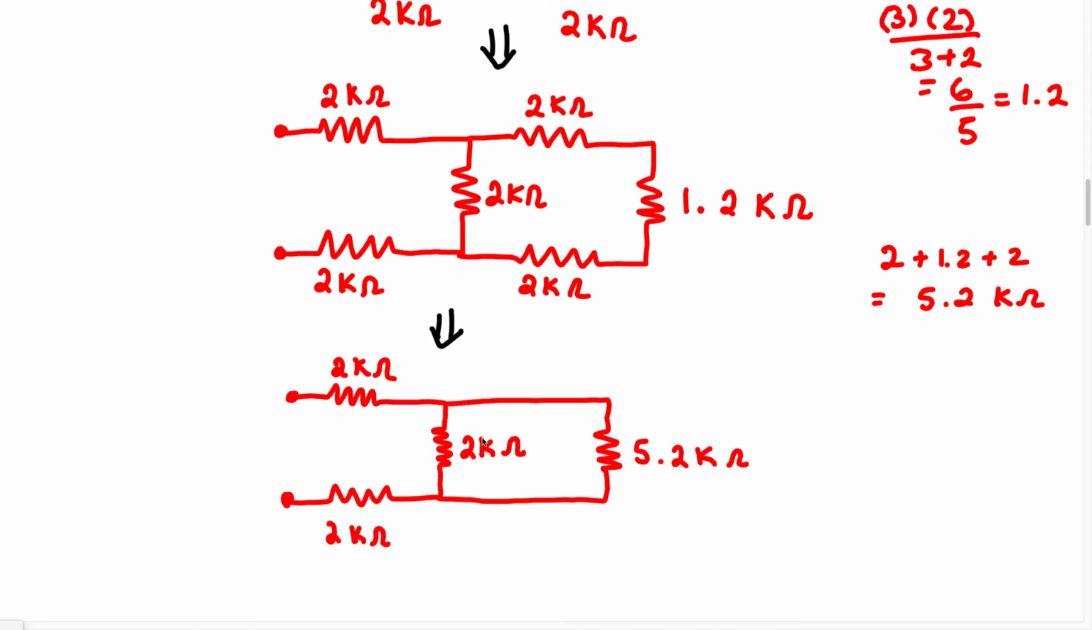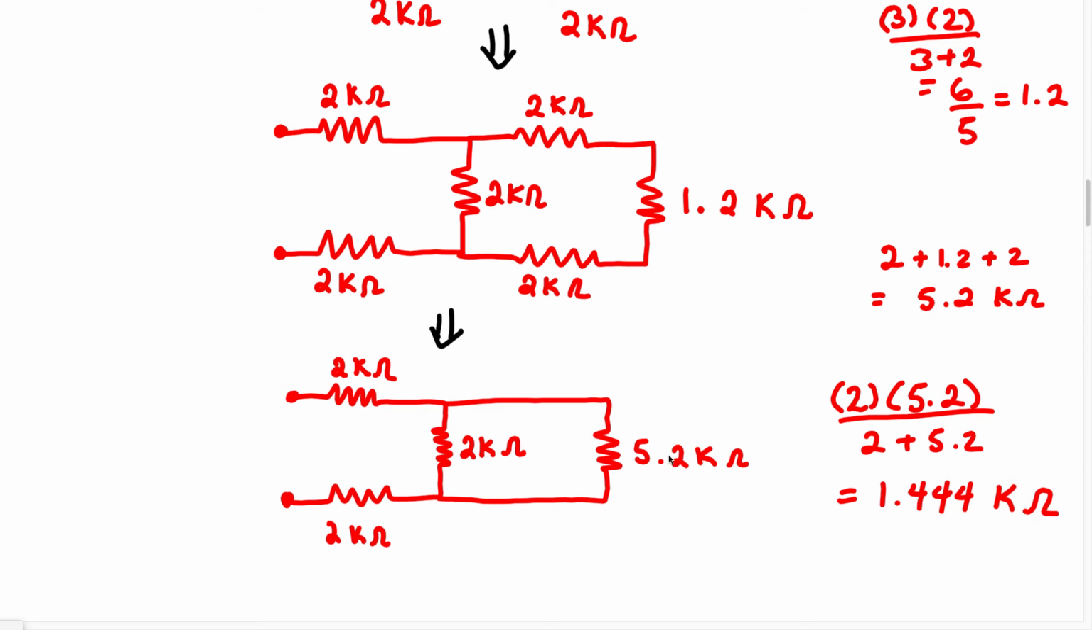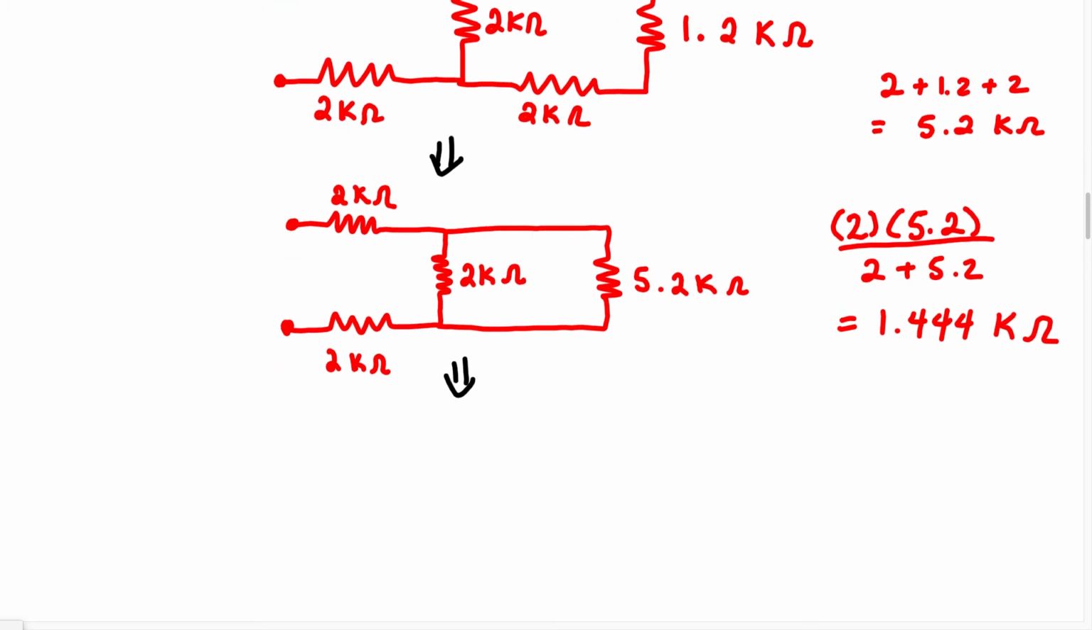We can redraw this as, now that we have this, it's easy for us to see that we can now simplify this even further. These two resistors are going to be in parallel. So let's find the equivalent resistance. We have 2 multiplied by 5.2 over 2 plus 5.2. When you solve for that, that's going to give you 1.444 kilo ohm.